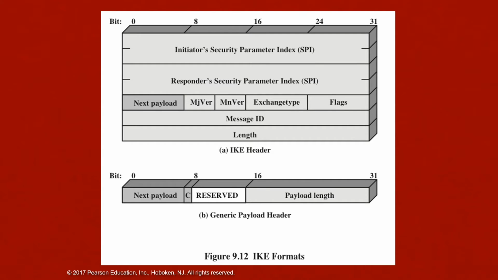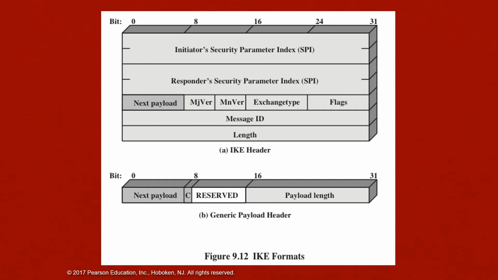IKE formats. The figure shows the header format for an IKE message. It consists of the following fields. Initiator SPI, which is 64 bits: a value chosen by the initiator to identify a unique IKE security association. Responder SPI, which is 64 bits: a value chosen by the responder to identify a unique IKE SA. Next payload, which is 8 bits, indicates the type of the first payload in the message. Payloads are discussed in the next subsection.